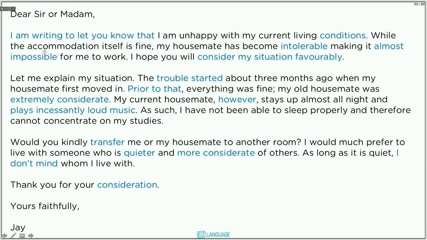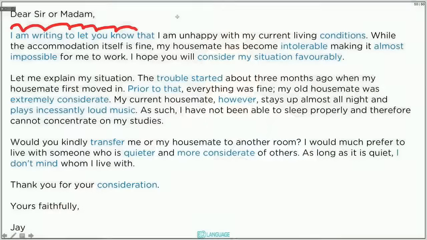So vocabulary. Well, first of all, there are phrases that you need to memorize. For example, I am writing to let you know that blah. So vocabulary is not necessarily just single words. Vocabulary can be a phrase of, say, five words, or it can be a collocation, like pairs of words that come together. Let me show you some more.